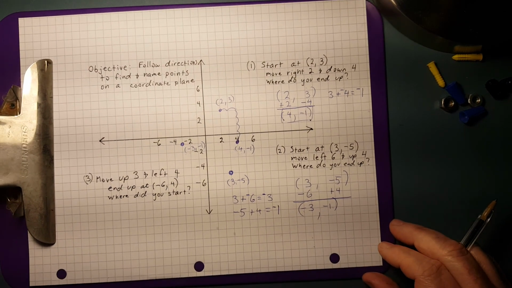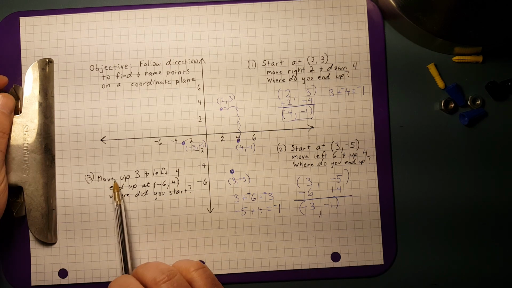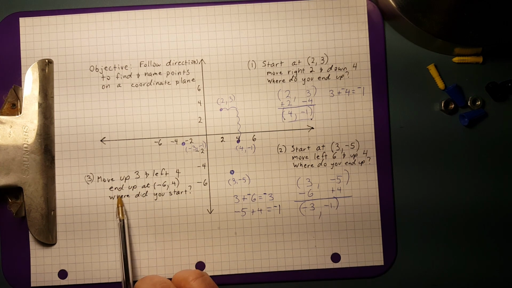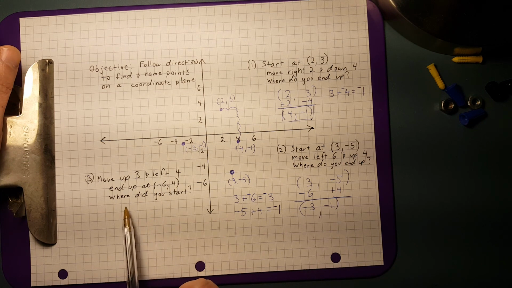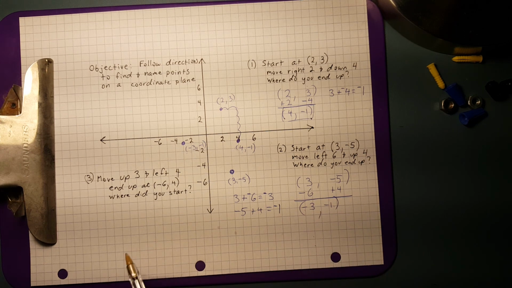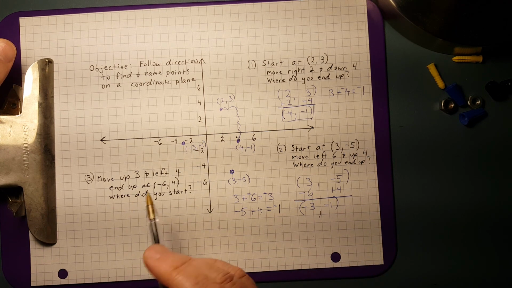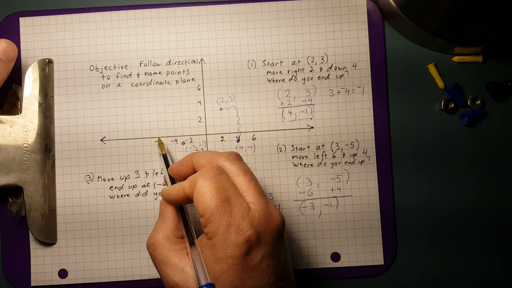One last thing they'll have you do today is mix it up a little bit. They say you move up 3 and left 4, and you end up at (negative 6, 4). Where do you start? This time, instead of saying where you start, they're saying where you finished. We finished at (negative 6, 4).